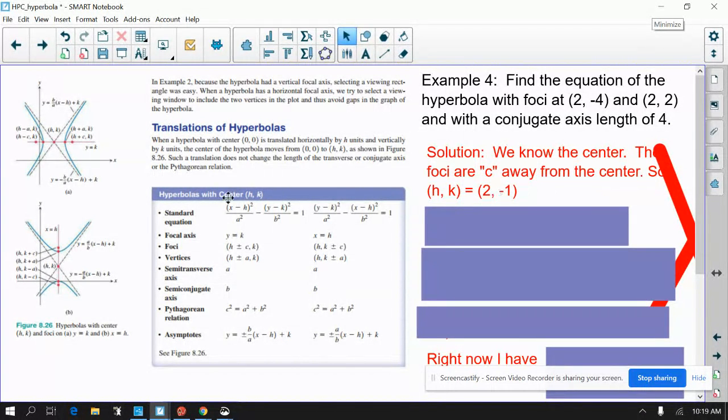And if you know the center, you know h and k. I had to find the equation, so I need h, I need k, I need a squared and b squared, and then I'm done. And I just found out h and k.